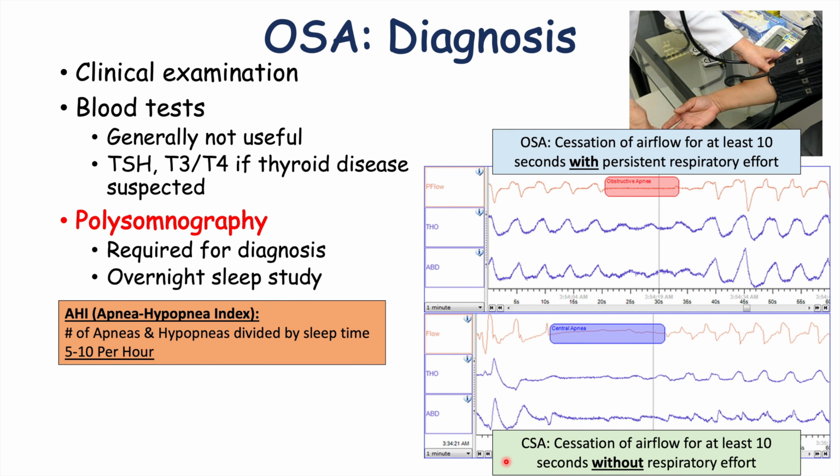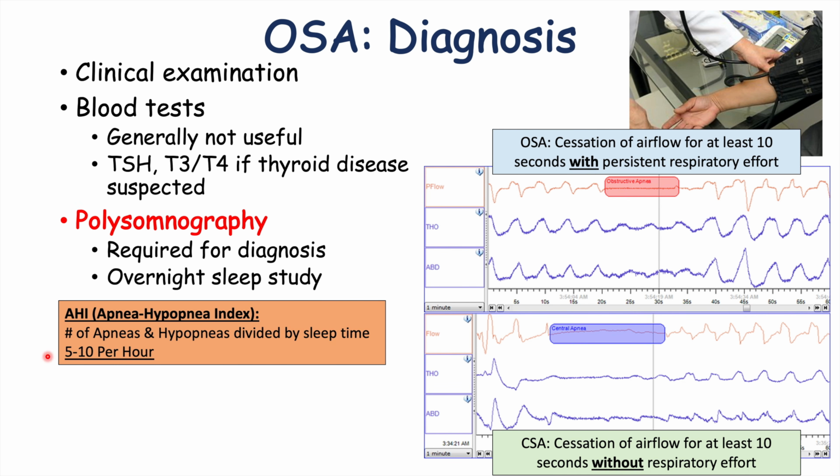There are some other measurements that can be utilized in a polysomnography, and one of them is going to be an apnea-hypopnea index, or AHI. An apnea-hypopnea index is the number of apneas and hypopneas divided by sleep time. And oftentimes the cutoff or the threshold for AHI in a particular sleep study is going to be roughly 5 to 10 per hour. So 5 to 10 apneas and hypopneas per hour. But the cutoff and the threshold and the measurements as to the severity are going to differ between different sleep clinics or different sleep labs.